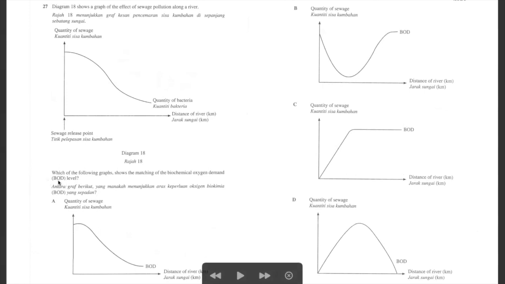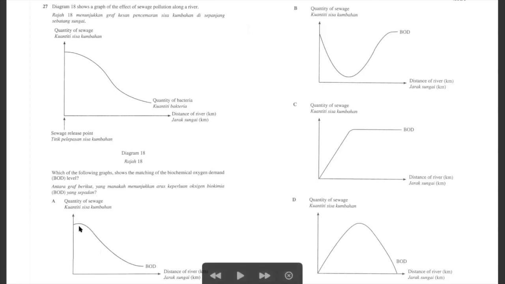Semakin tinggi BOD level, semakin tercemar air itu. I repeat again, the higher the BOD level, the more pollution happen in the particular water. Air itu akan tercemar lah. Semakin banyak BOD, semakin tinggi BOD, semakin tercemarlah air itu. Okay, 27, jawapan dia adalah A.